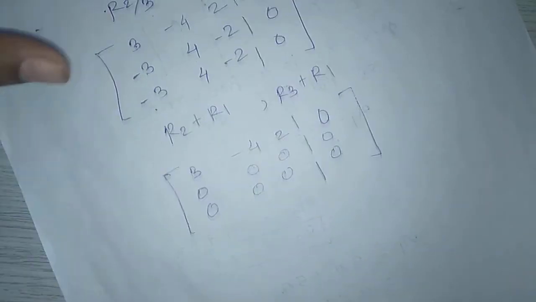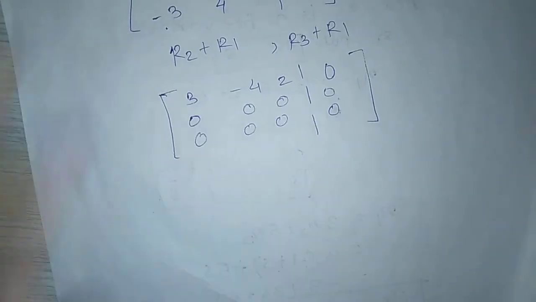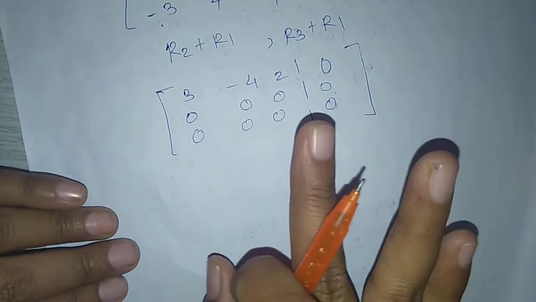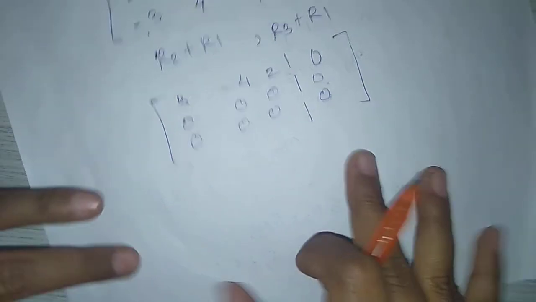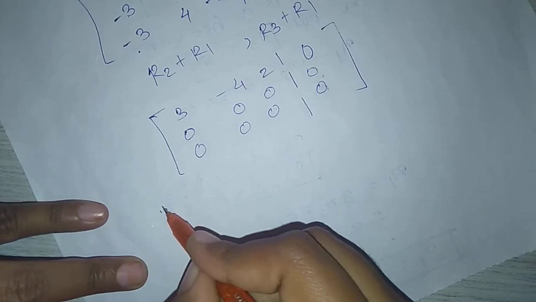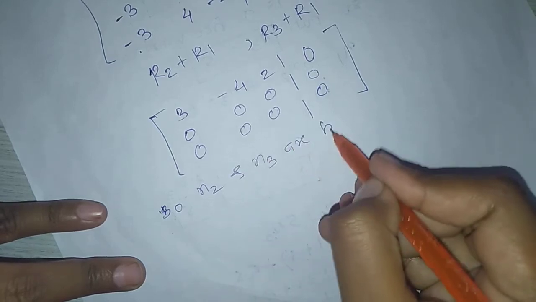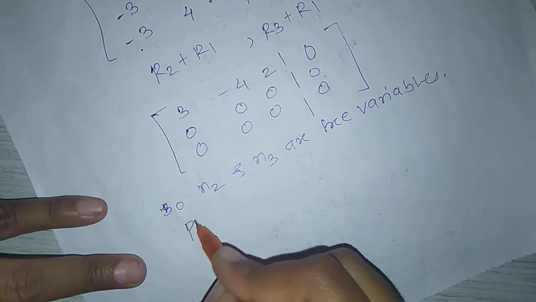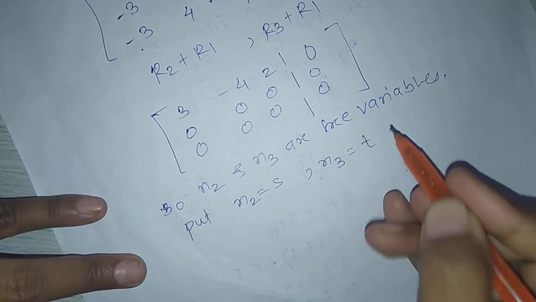Here the pivot element occurs in the first column, so x1 is the basic variable. The pivot element does not occur in the second and third columns, so x2 and x3 are the free variables. Put x2 equal to s, x3 equal to t.